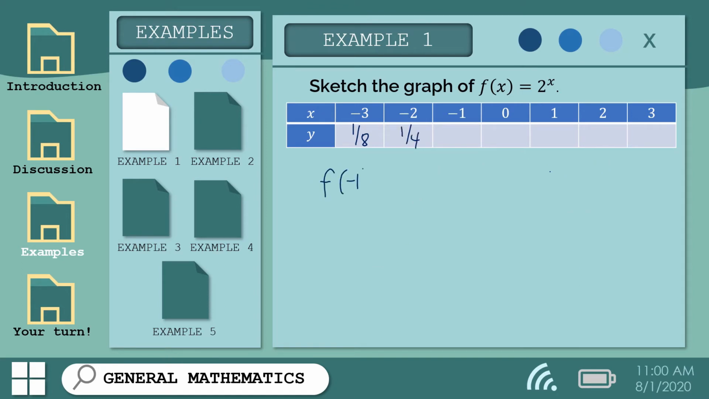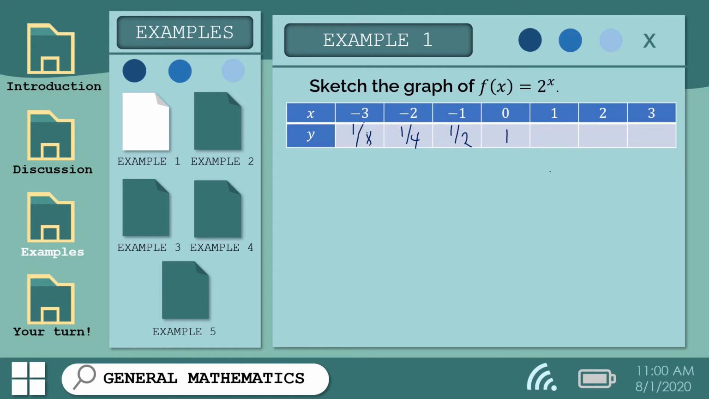Kapag naman negative 1, ganun lang din po. 2 raised to negative 1. So, ibig sabihin, 1/2, or 1 over 2 raised to 1. At ang 2 raised to 1 po is 2. Kaya 1/2 po ang negative 1. At kapag 0 naman po, f of 0, 2 raised to 0. At any number that is raised by 0 is equal to 1. So, 1 na po yan.